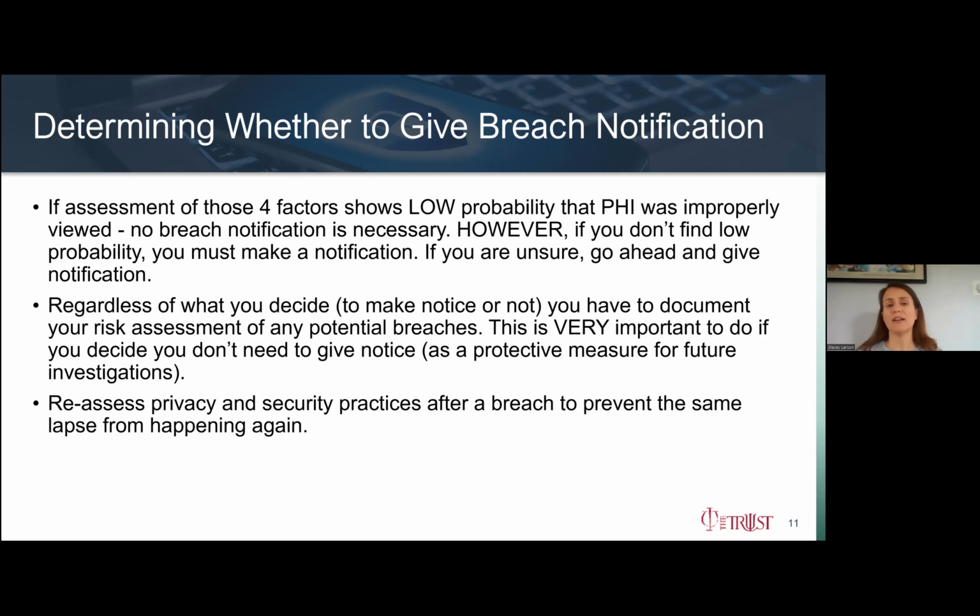Regardless of whether you decide to give notice or not, you have to document your risk assessment of any potential breaches. This is very important to do if you decide you don't need to give notice, as a protective measure for future investigations.